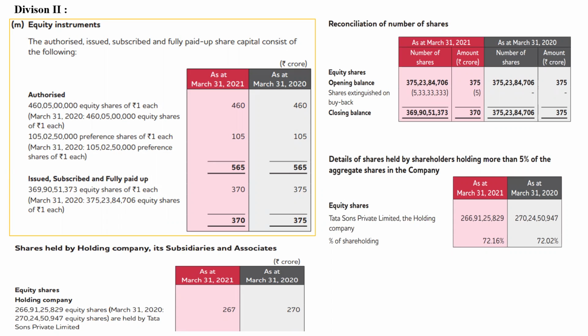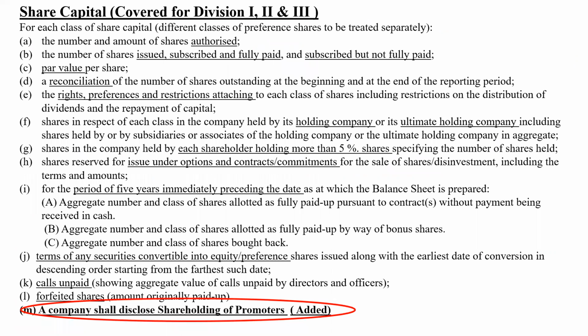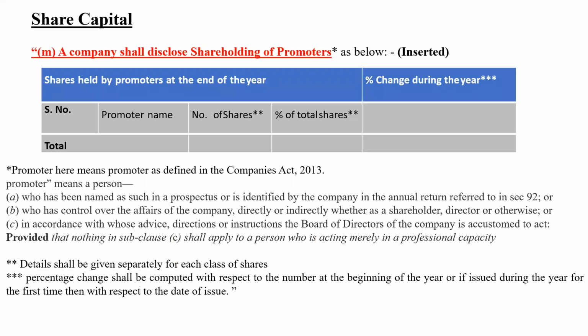And if any shareholder is holding 5% or more in aggregate in the company, in that case the company has to provide it. Now a disclosure has to be provided in case of the shareholding of promoters, how much a promoter has been holding in the company. In this format, the promoter's name, number of shares, and percentage of total shares held are to be given. And if there is a percentage change during the year, that has to be provided.